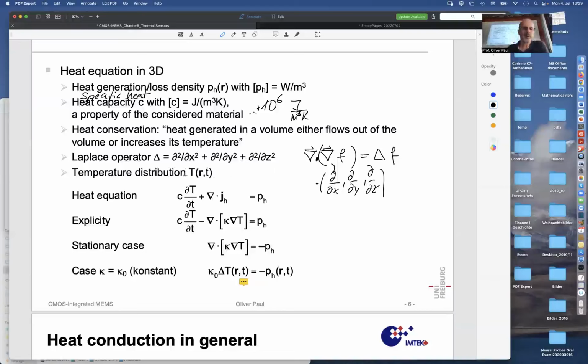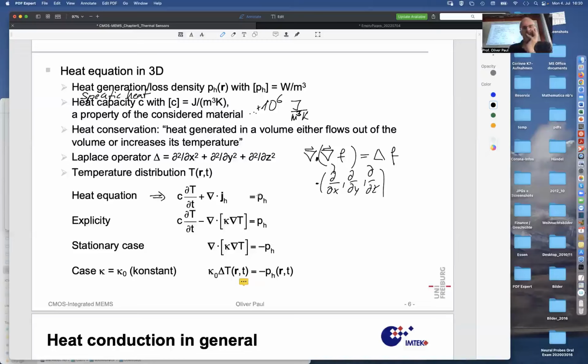So now let's assume we have a temperature distribution that is spatially dependent and time dependent. So we can take a time derivative, and we can also take a spatial derivative, the gradient. So that's down here. So let's look at what this first equation says.